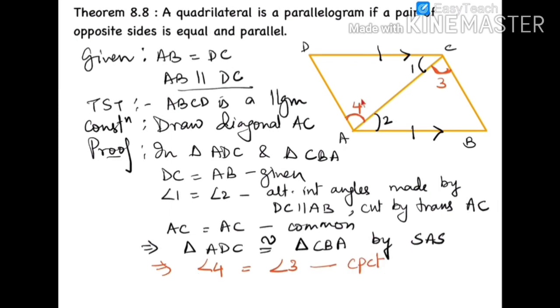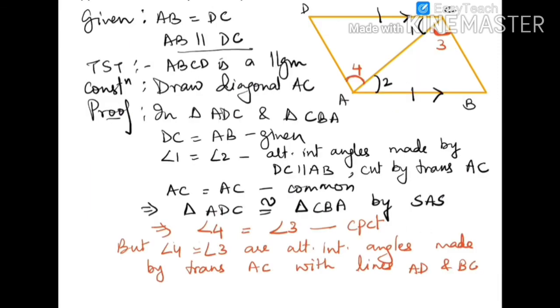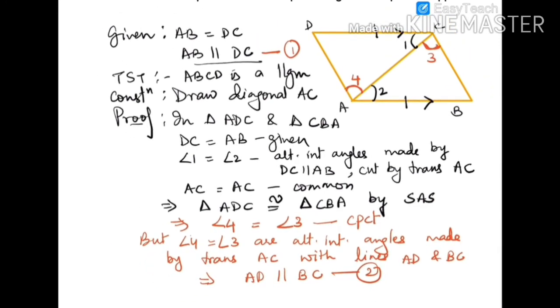Now look at the figure. Angle 4 and angle 3 are alternate interior angles that are formed by lines AD and CB cut by transversal AC. So this implies that AD is parallel to BC. So now we have AB parallel to DC and AD parallel to BC. So from 1 and 2 we can say that ABCD is a parallelogram as both pairs of opposite sides are parallel.